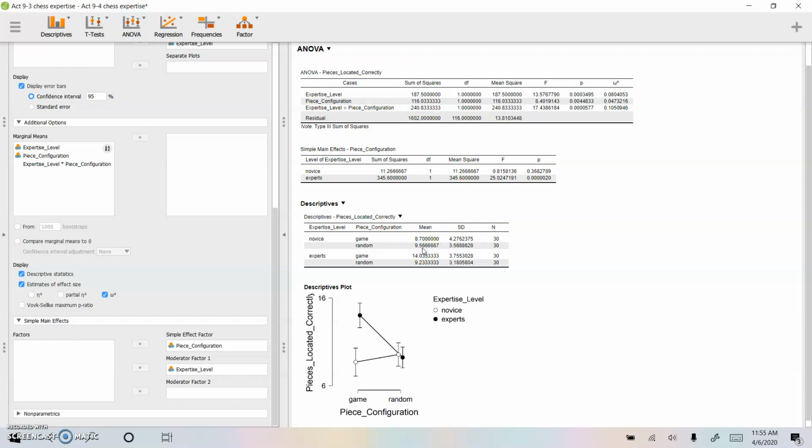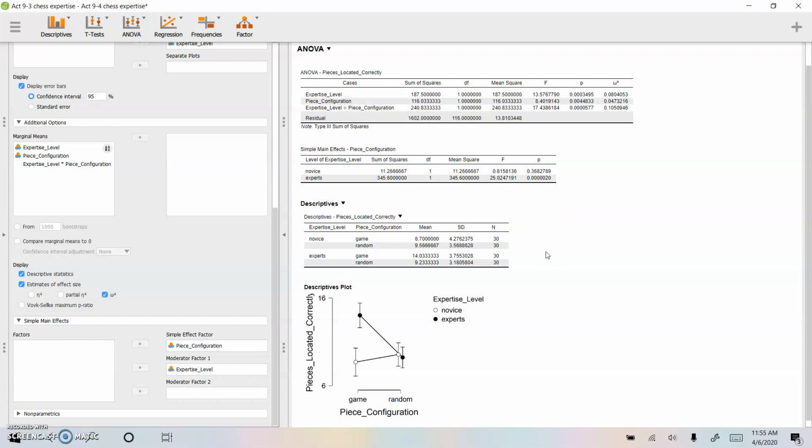Right? You can compute the size of that effect by computing the difference between 8.7 and 9.57 and dividing that by the average of those two standard deviations there. I'm not going to do that right now, but you can compute that effect size that way. Right? All right. Now for experts, however, we're comparing 14.03 to 9.23. And here we find an F of 25.02 with a P of 0.000002. Right? So that difference for our experts is really unlikely to be due to sampling error.